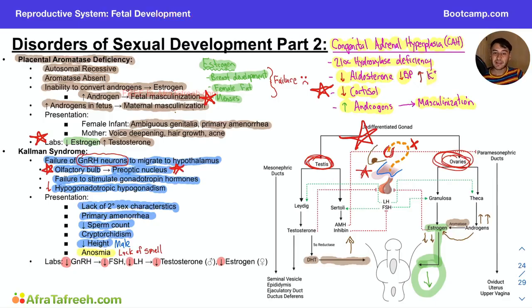We went through a lot of the findings here, and they're all going to be due to decreased levels of testosterone and estrogen. And then most important, be on the lookout for that anosmia, which is lack of smell. This is going to be so high yield in terms of recognizing K.A.N syndrome on exam day.